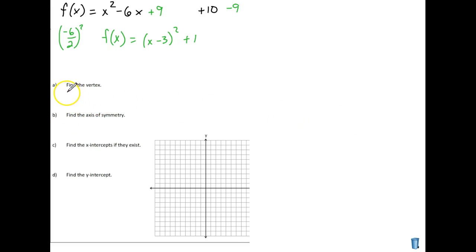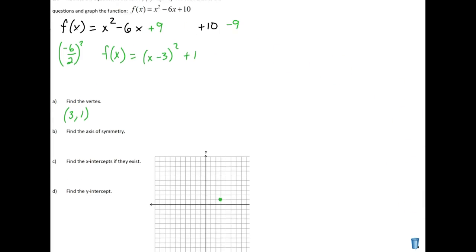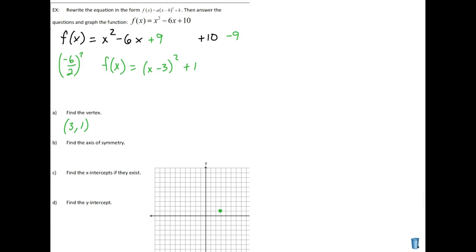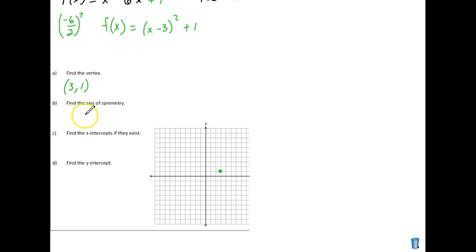My vertex h, k, well, this is x minus h, so my h is 3. And then plus k, so my k is 1, so my 3, 1 is my vertex. I forgot to say, does it open up or does it open down? Hopefully you've seen that, in fact, it is going to open up, since my a value is 1, and that's positive. Okay, so my vertex, that's the lowest point. My axis of symmetry would go right down through that, remember?